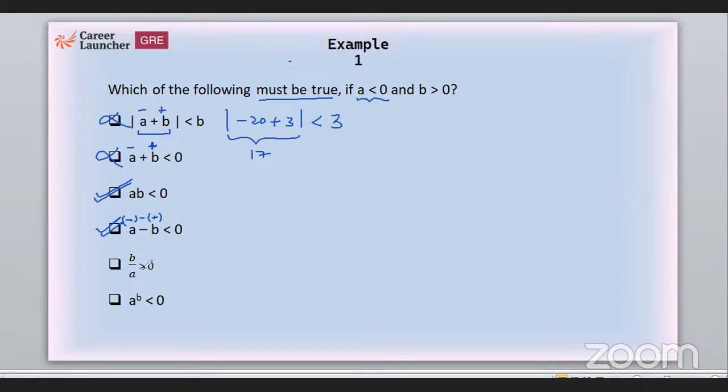What about the ratio of B and A? B is positive, A is negative. Overall ratio will always be negative. So never more than 0, never my answer. A raised to power B. So a negative base raised to a positive power.